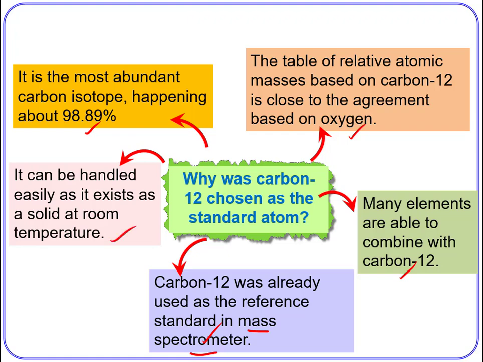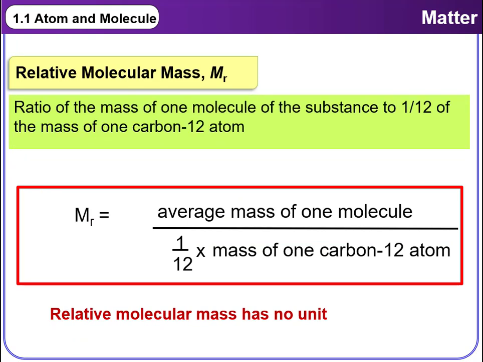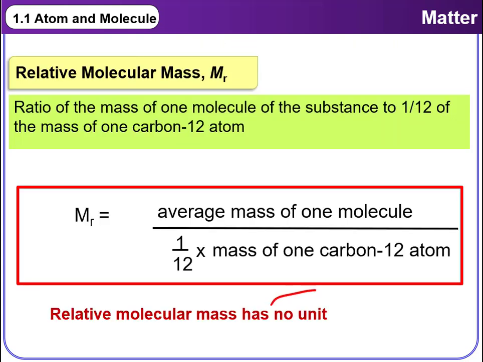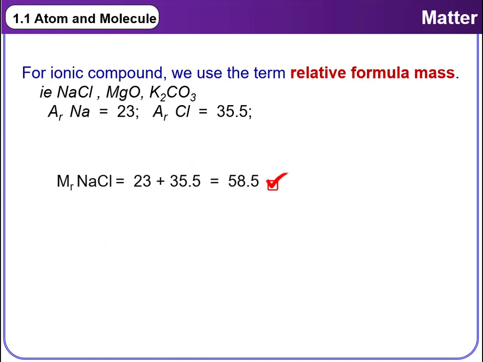Next is the relative molecular mass. The same goes: you have to compare with 1/12 of the mass of one carbon-12 atom. And also, it has no unit. What is the symbol? The relative molecular mass, the symbol is Mr. Okay, so what is the term when you have an ionic compound such as sodium chloride, magnesium oxide, potassium carbonate? The term will be relative formula mass.